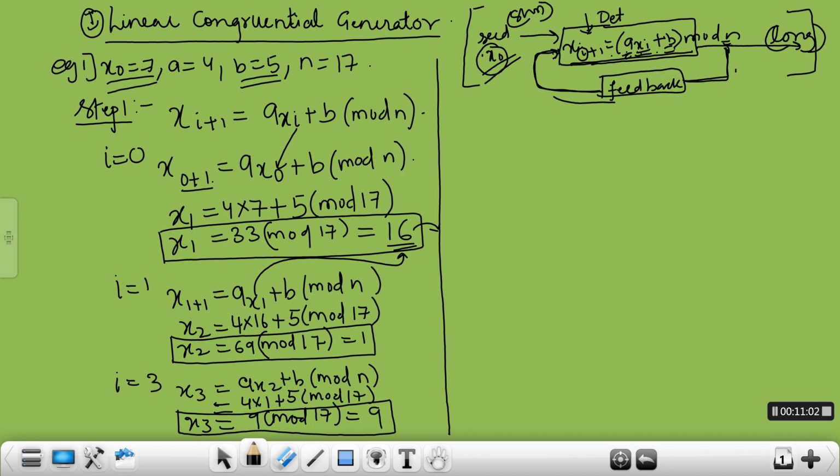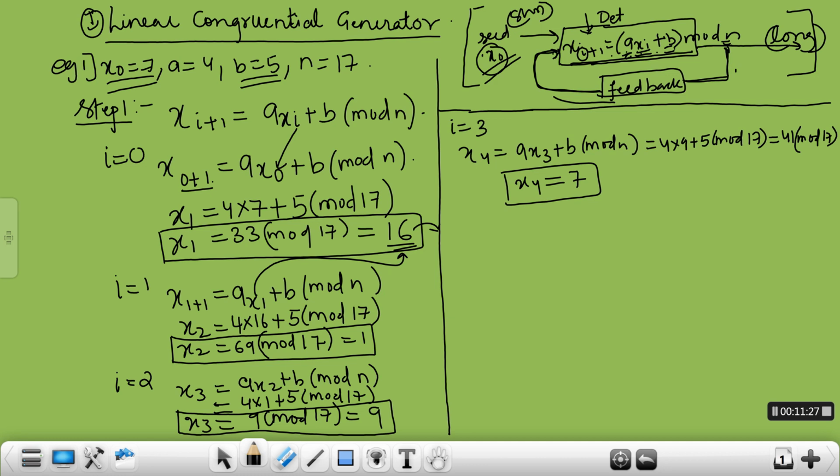Similarly, now I want you all to find out the values for i equals 4 and i equals 5. So I repeat again, the value of x3 we are getting as 9. You need to calculate the values of x4 and x5.